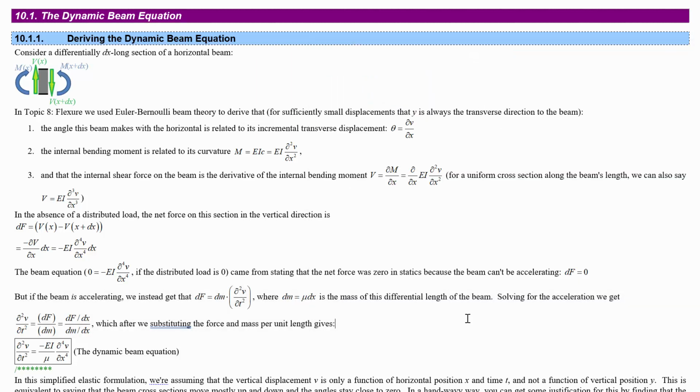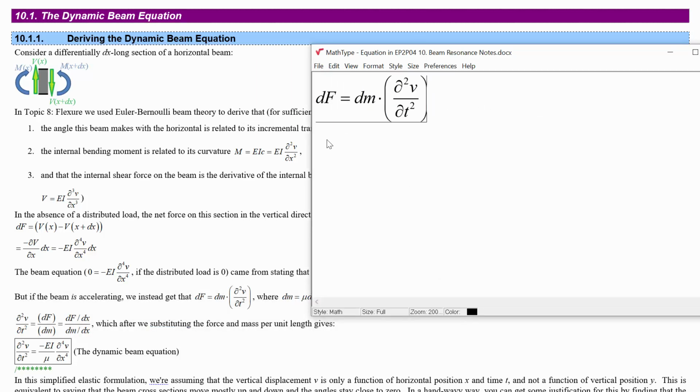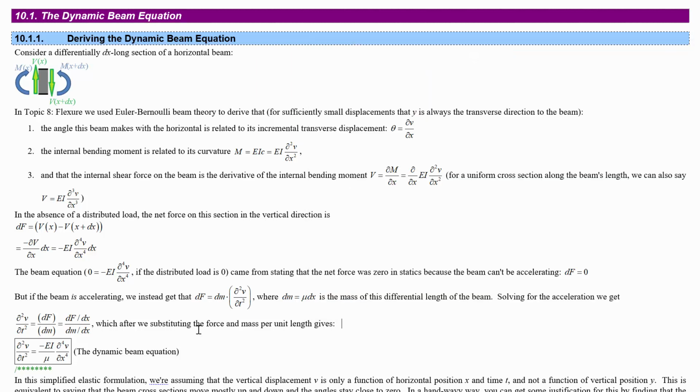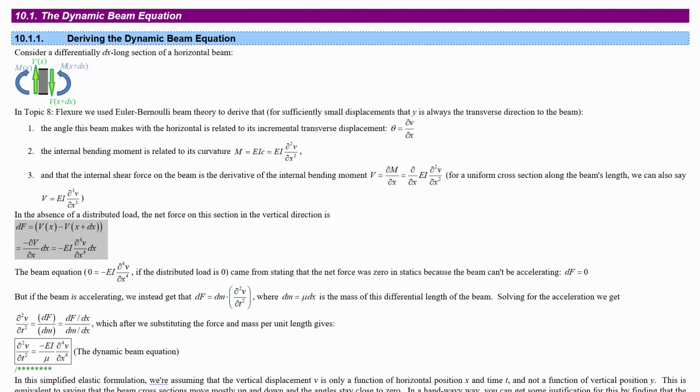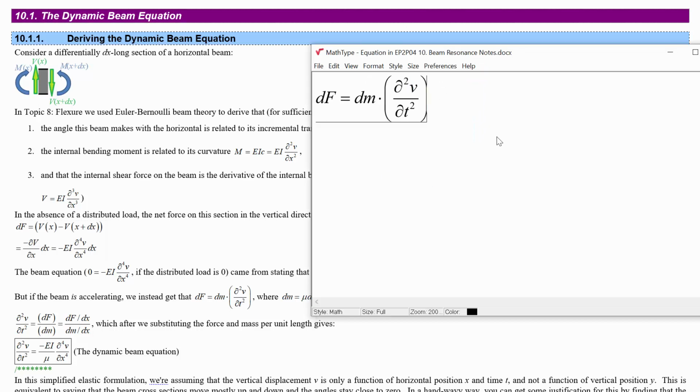Let's go and work in a different spot. We've got the little bit of force is equal to this, and we know that the little bit of force is equal to this thing that we worked out from the change in the shear force.